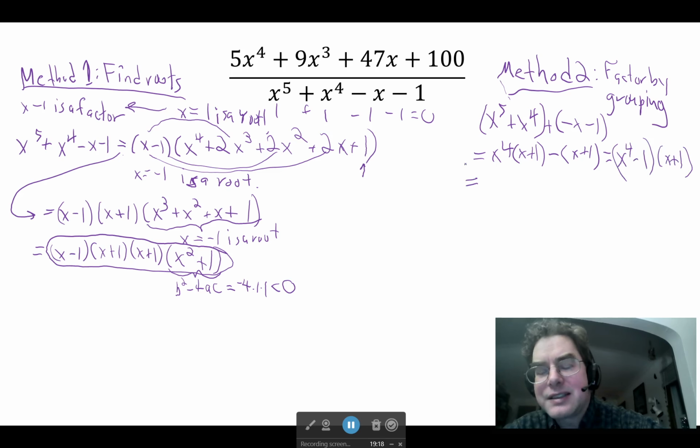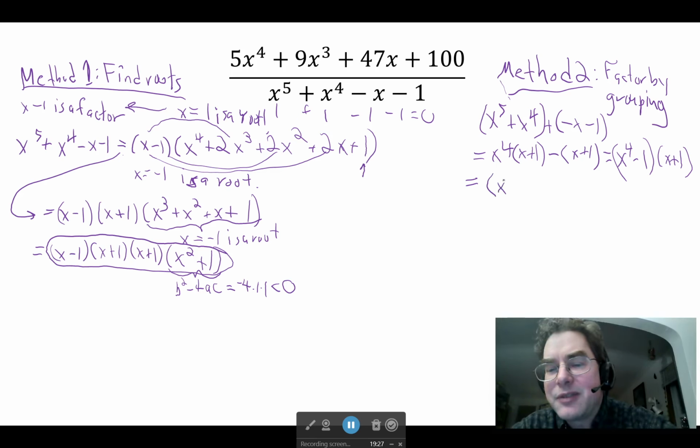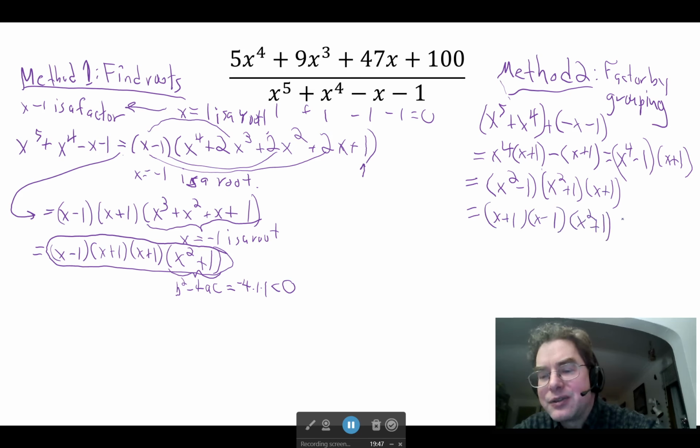Okay, now it gets easier in the sense of if you look at that x to the 4th minus 1 and recognize that as a difference of squares, that can be factored as x squared minus 1 times x squared plus 1. We still got our other x plus 1 there. And then x squared minus 1 can be further factored into x plus 1 times x minus 1. And the other terms were already fully factored, so we'll just leave them there.